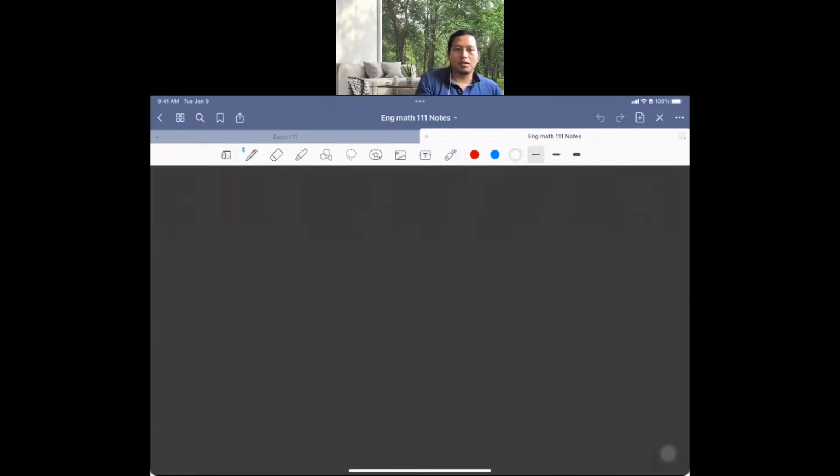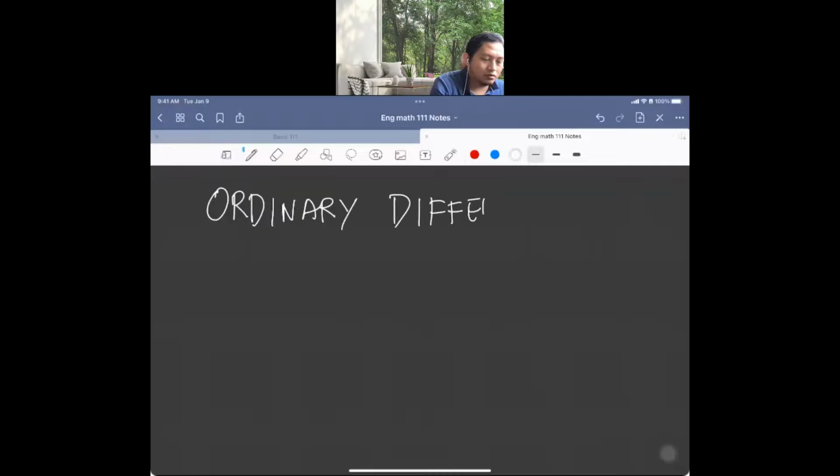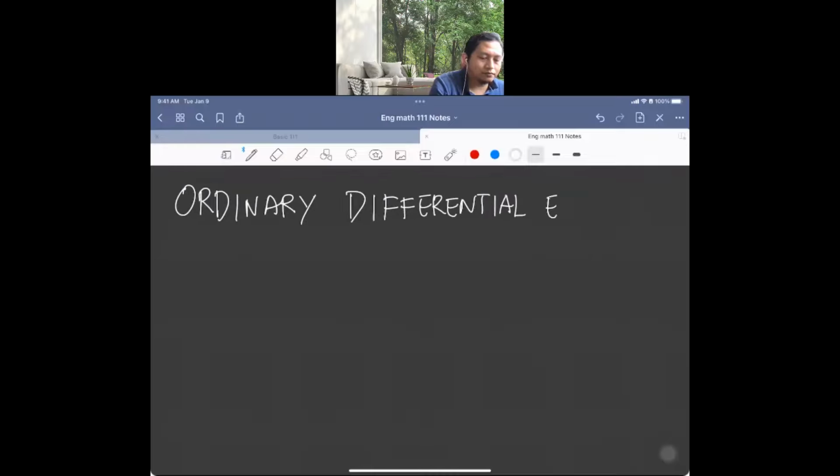So first, we are going to discuss the differential equations, or the whole chapter is the ordinary differential equation. Let's focus on the differential and the equation.